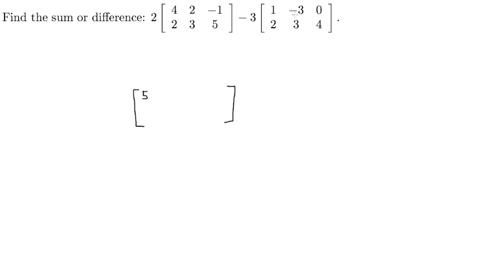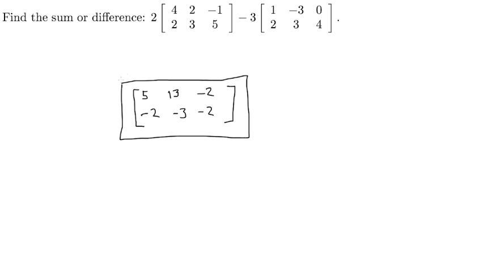4 minus, let's see, that's going to be 4 minus negative 9, so 4 plus 9. So that's going to be 13. Negative 2 minus 0, so negative 2. 4 minus 6, so negative 2. 6 minus 9, that will be negative 3. And then 10 minus 12, that will be negative 2. So there's our final answer.